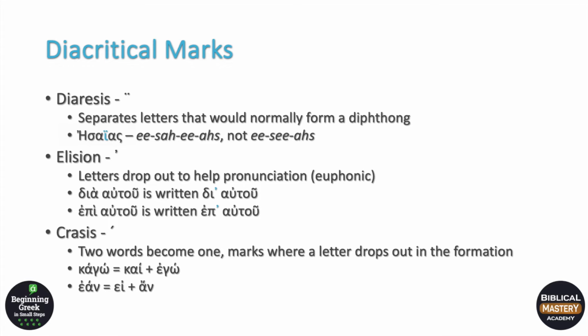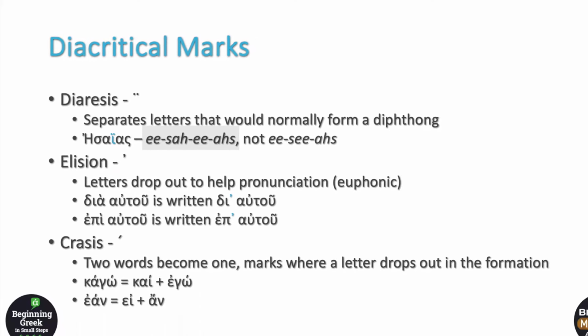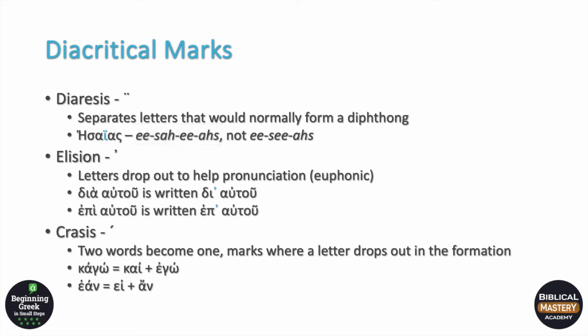So a good example of this is the name Isaiah. When you look at it, if it wasn't for the diaresis, you'd naturally pronounce it Isias, because that's how you would pronounce that middle diphthong. However, because the diaresis is there, it's actually got 4 syllables, and so we would pronounce it Isaias. Okay, so Isaias is how you would pronounce a diaresis in modern Greek.